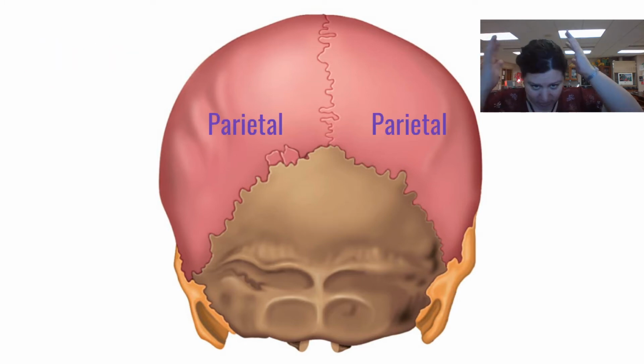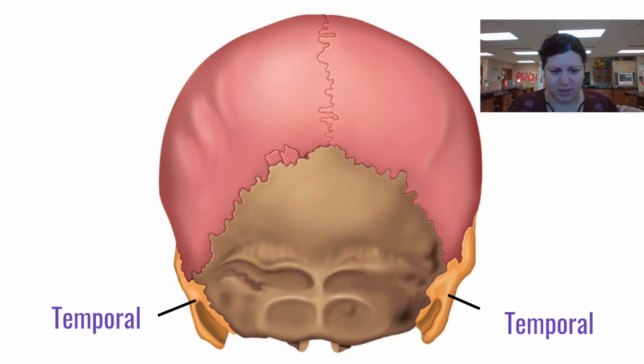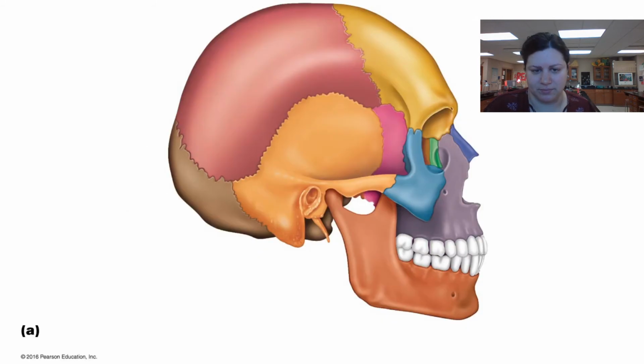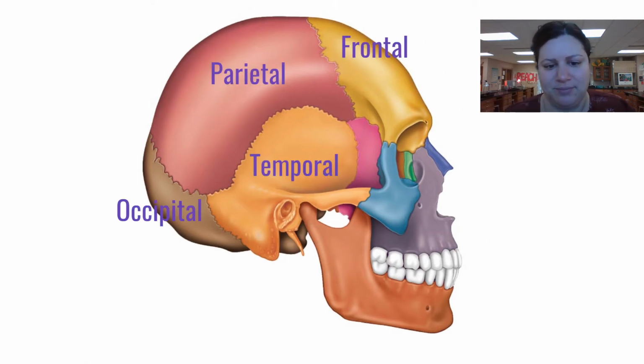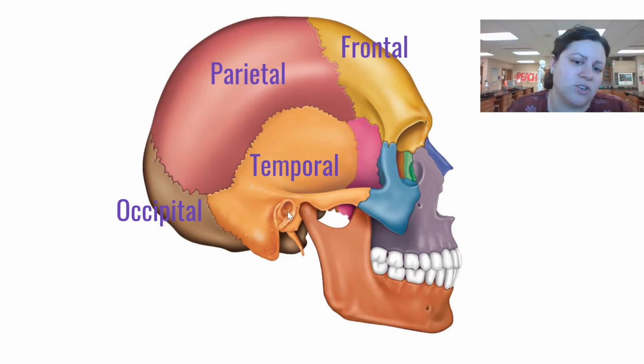Hopefully we identified the parietal bone and the temporal bone from this view. Pause the video and label this. You should be able to label all the pieces. I like to look at this view of the temporal bone because it's easier for us to see this hole right here. That's the external acoustic meatus, that's the ear canal.